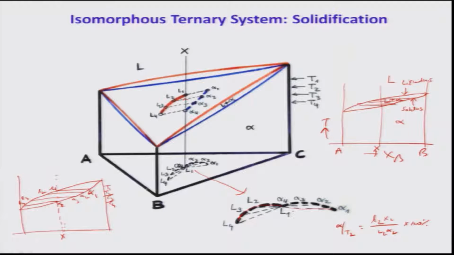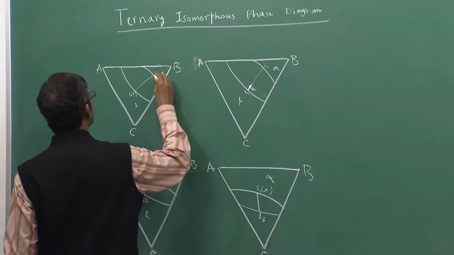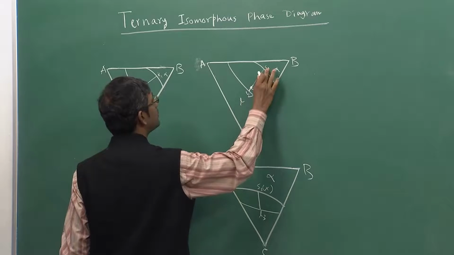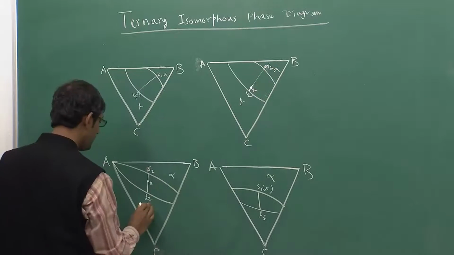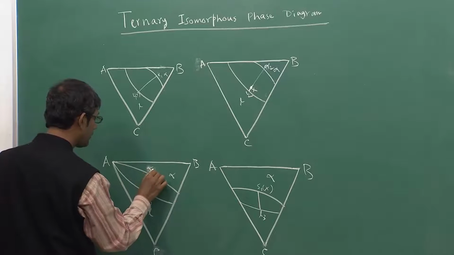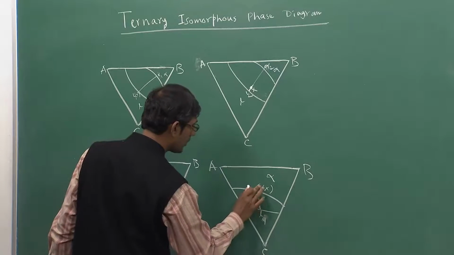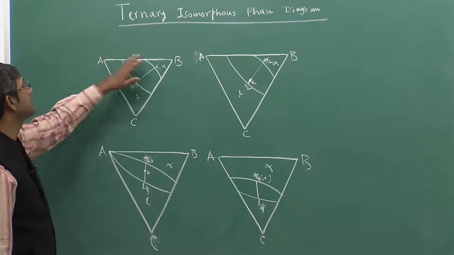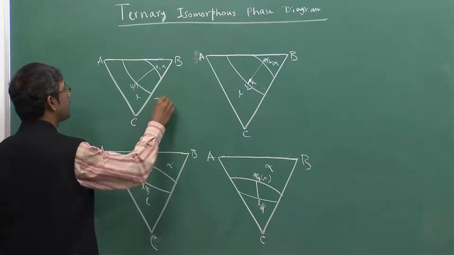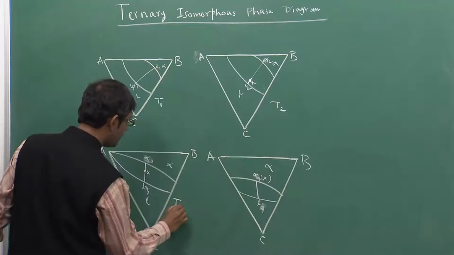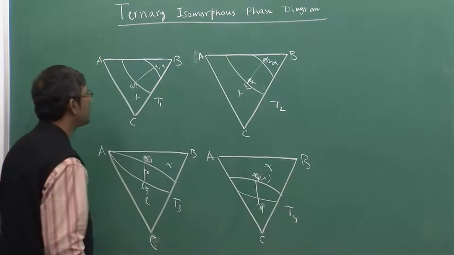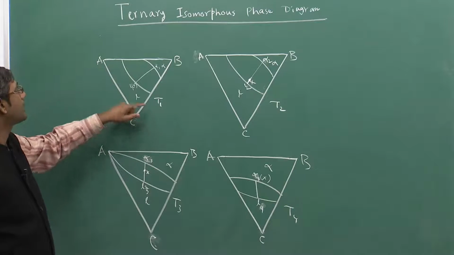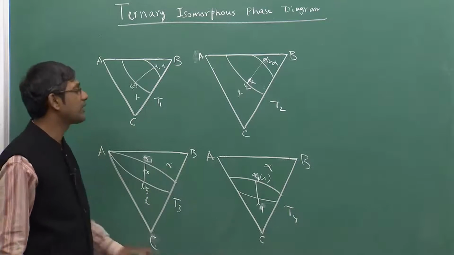See, I have drawn these things. This is alpha 1, L1, L2, alpha 2, L3, alpha 3, L4, alpha 4. This is at temperature T1, and this is temperature T2, T3 and T4. Just to show you that if I take the projections of the isothermal sections at T1, T2, T3, T4, that is how it will look.